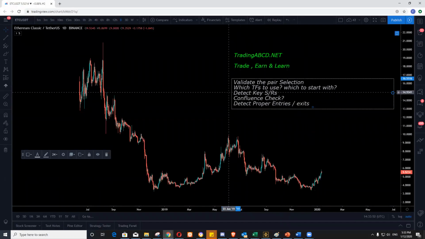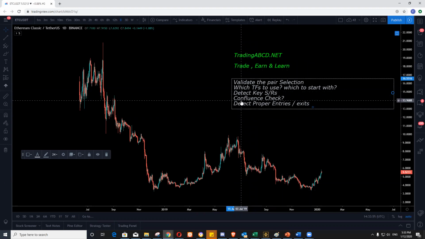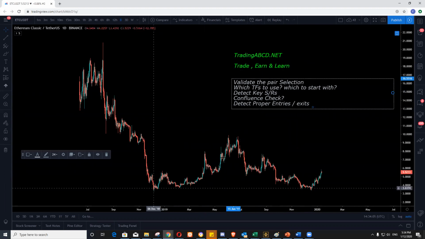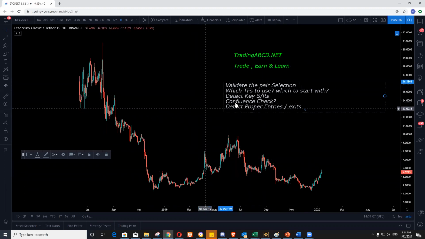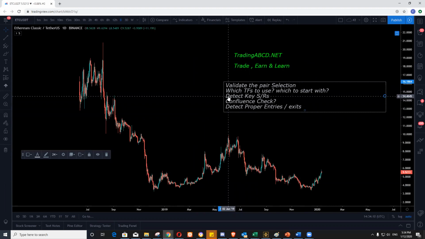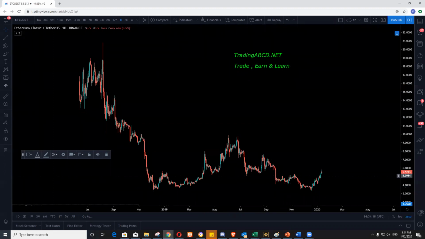I validate my selection: big cap, market cap more than $0.6 billion, no pump and dump behavior. It's already trending. So I need to start my technical analysis to see if I can trade this or not, if I can detect proper entries. So first we need to choose the time frames, which time frames to start with. Let me remove this aside and let's start.